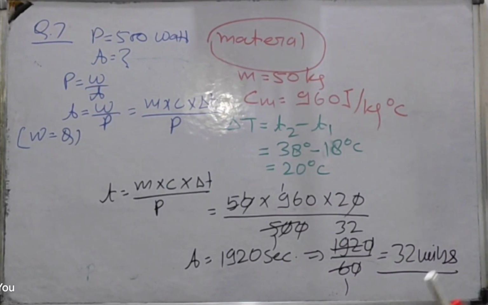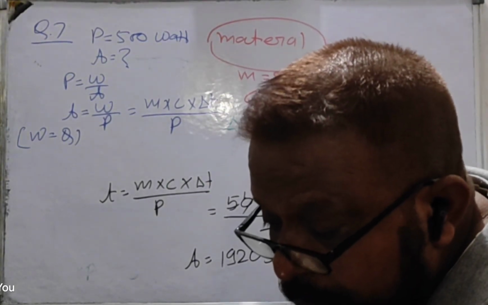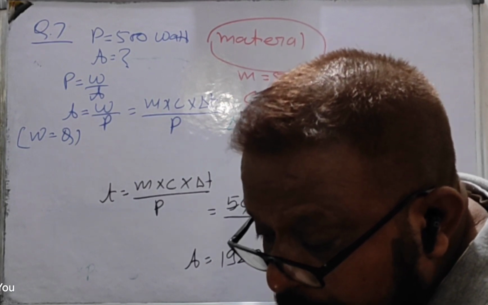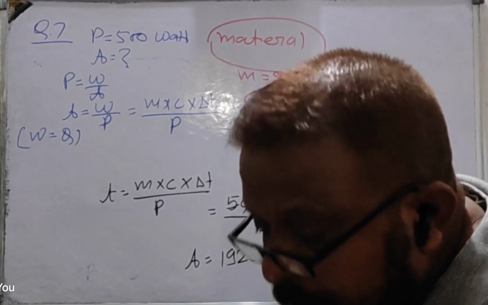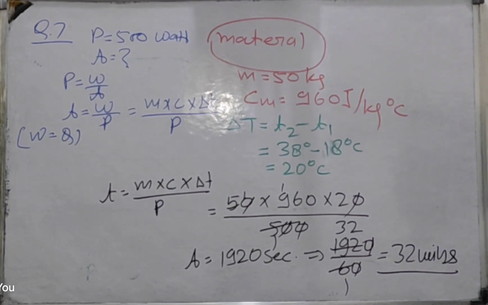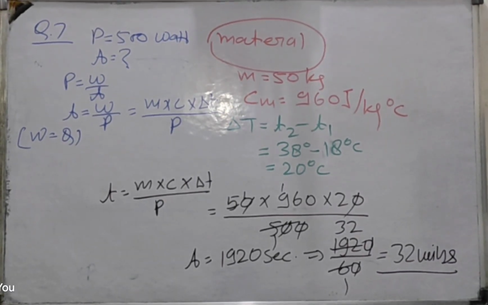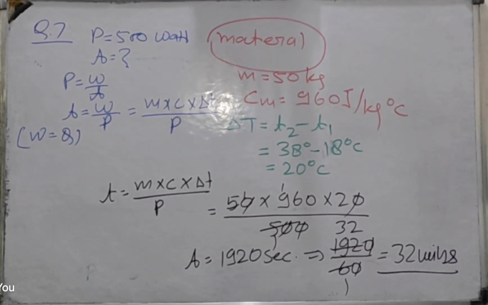So now 1920 divided by 60, we get 16 threes are 180, 192 minus 180 is 12, carry 0, it becomes 120, then 6 twos are 12. Now we get 32 minutes. So in 32 minutes the material will go from a temperature of 38 degrees Celsius to 18 degrees Celsius with a power of 500 watt. So this was the solution of the question.